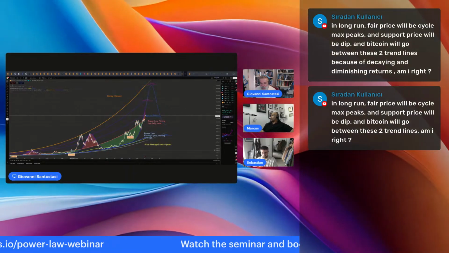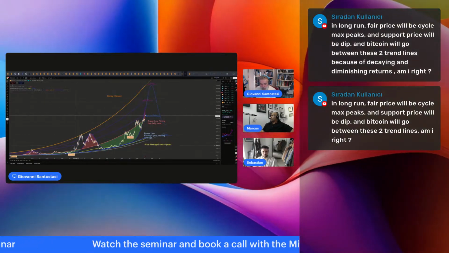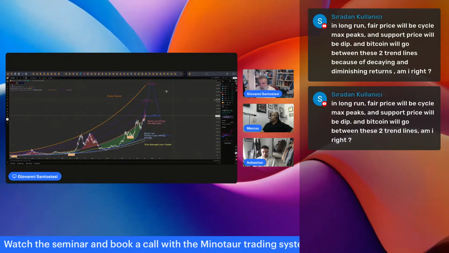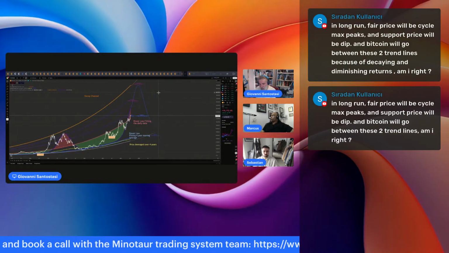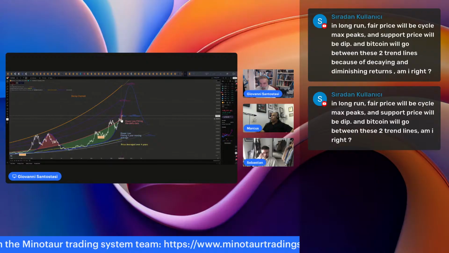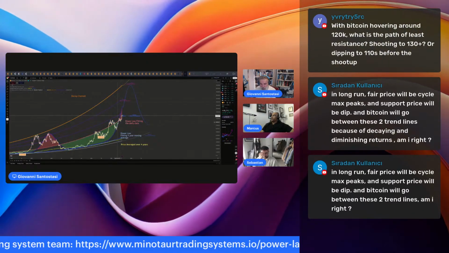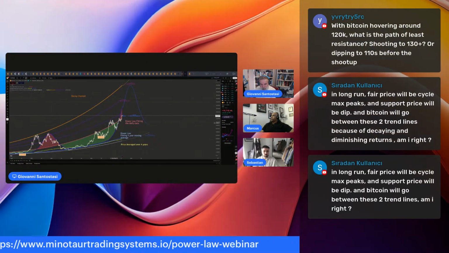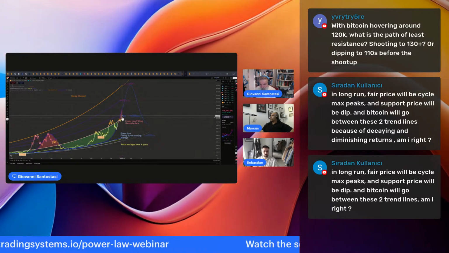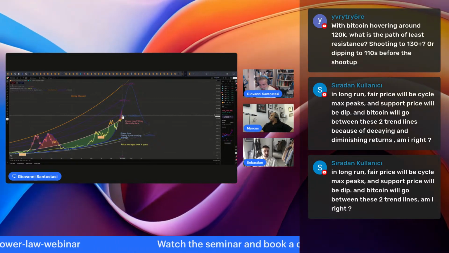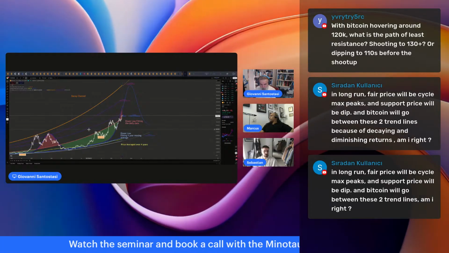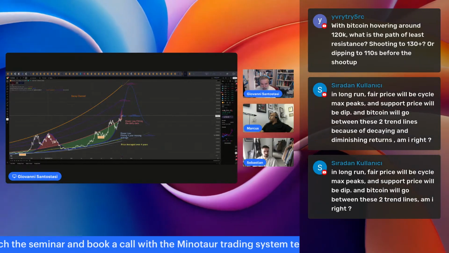But Bitcoin has done similar moves, even stronger, in the past. So it's not impossible. Right now, we are finally leaving the power law, because we were cruising along the power law for a long, long time. And finally, we are starting to see this challenge to the power law, because every bubble is basically a challenge.